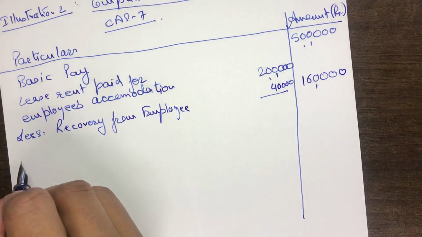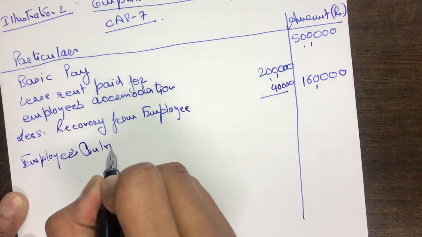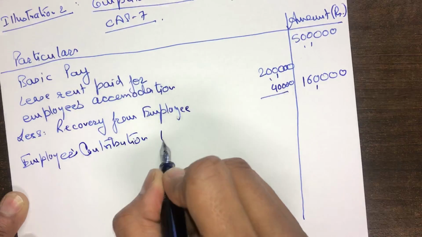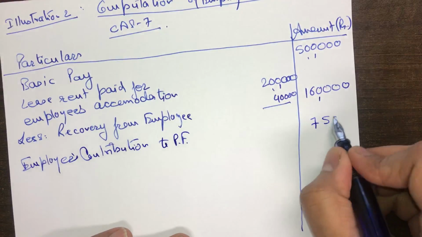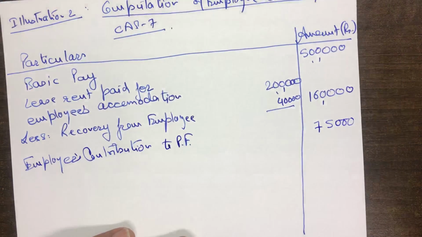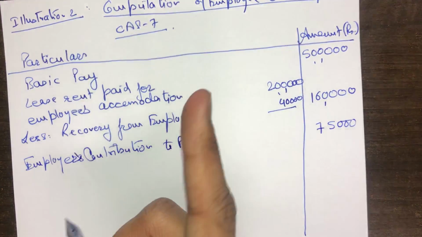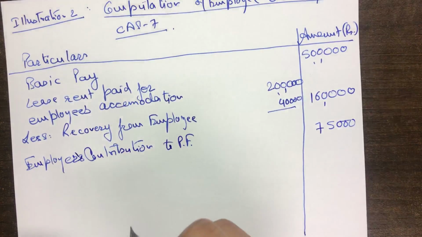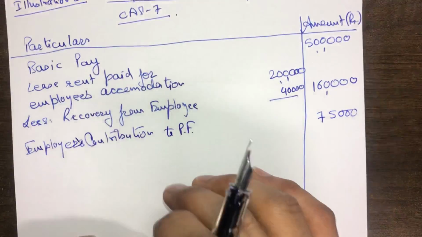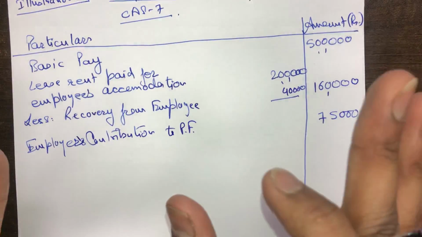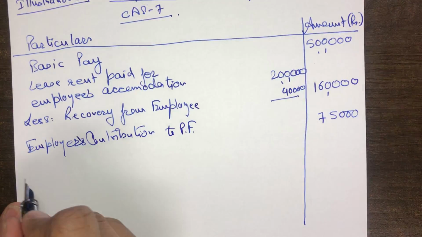Next is employer's contribution to provident fund. Employer's contribution to PF, guys, is 75,000. Next is employees' contribution to PF. Now, a very important point to be noted here is that employees' contribution to PF is not an expenditure for the company, because the company simply recovers it from the salary of the employees and deposits it to government. So, employees' contribution not being an expenditure, it will not appear in the cost sheet of the employer at all. So, I'm going to ignore this item.